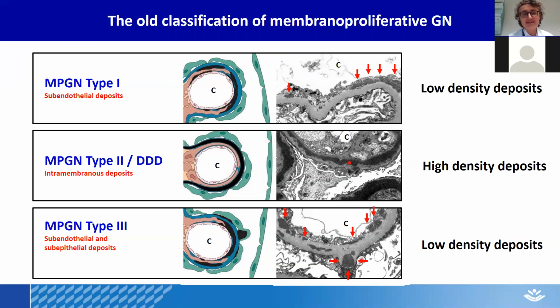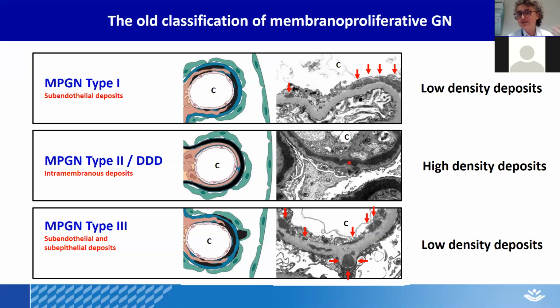If it was instead both on the subendothelial and on the subepithelial side of the glomerular basement membrane, and you see on the lower side, surrounded by 3 red arrows, a hump, which is a large circular deposit, then you would have called it MPGN type 3.